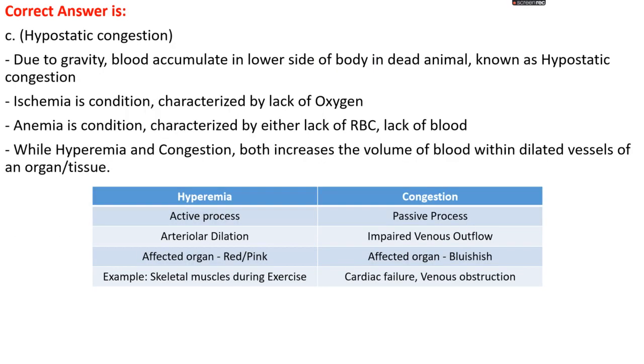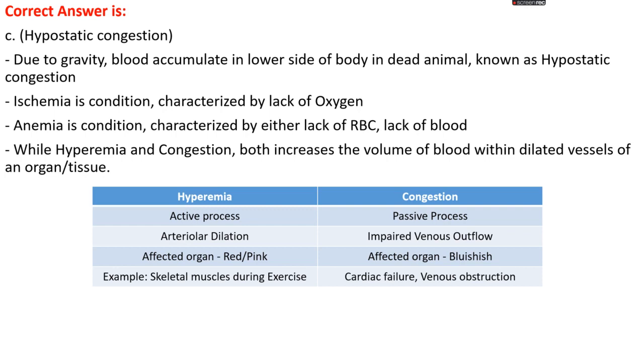Due to gravity, blood accumulates in the lower sides of the body in a dead animal, which is known as hypostatic congestion, while ischemia is a condition mainly characterized by lack of oxygen, and anemia is a condition mainly characterized by lack of RBC or lack of blood. And hyperemia and congestion are both terms related to an increase in blood volume within dilated vessels of an organ and tissue.